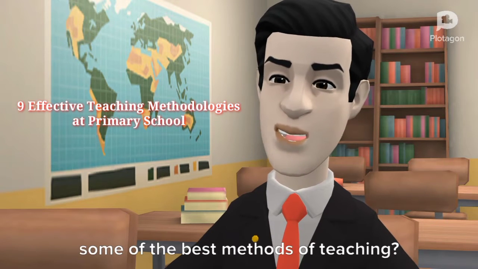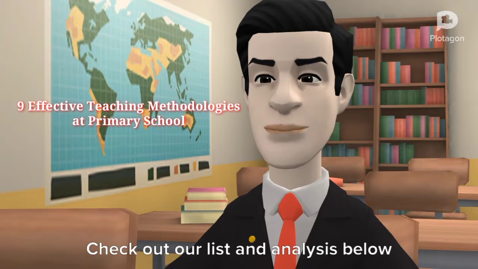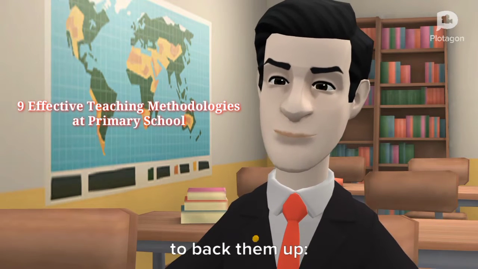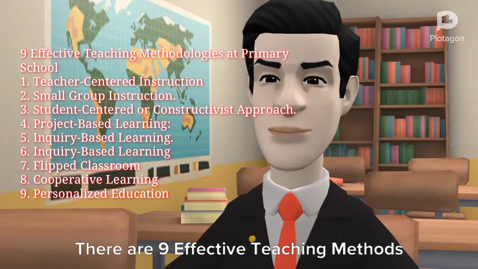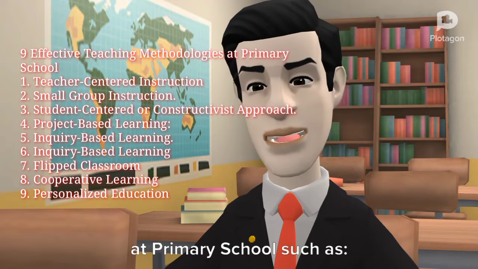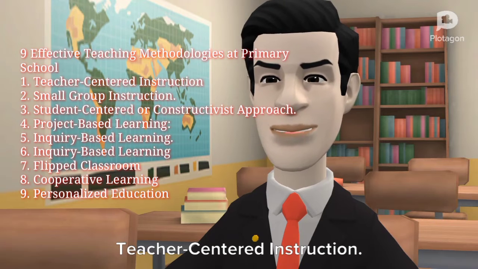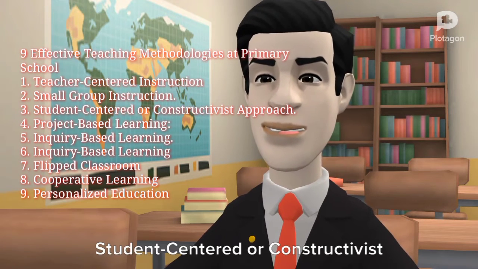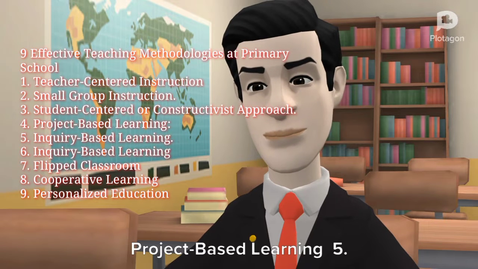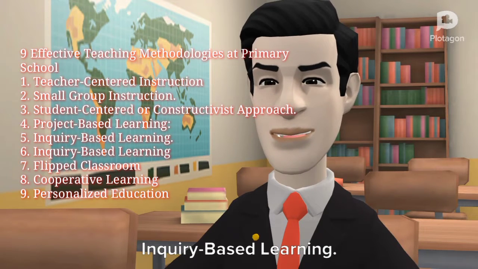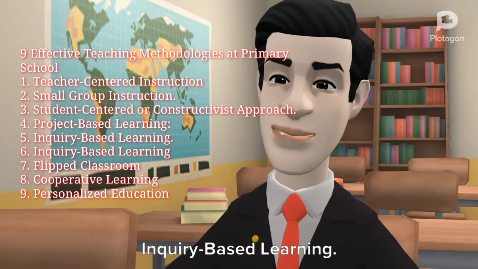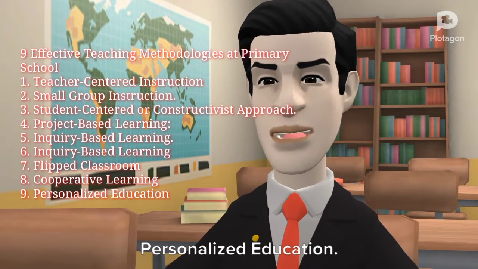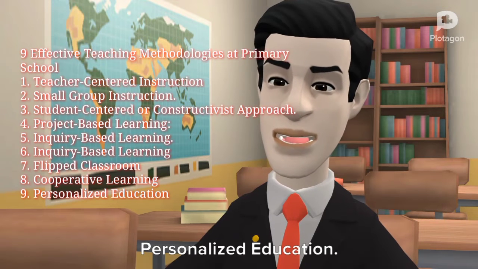Are you ready to learn more about some of the best methods of teaching? Check out our list and analysis below to learn which methods have the research to back them up. There are 9 effective teaching methods at primary school such as 1. Teacher-centered instruction. 2. Small group instruction. 3. Student-centered or constructivist approach. 4. Project-based learning. 5. Inquiry-based learning. 6. Inquiry-based learning. 7. Flipped classroom. 8. Cooperative learning. 9. Personalized education.